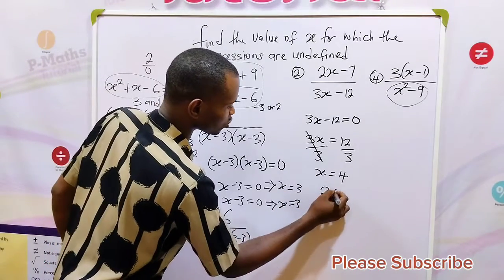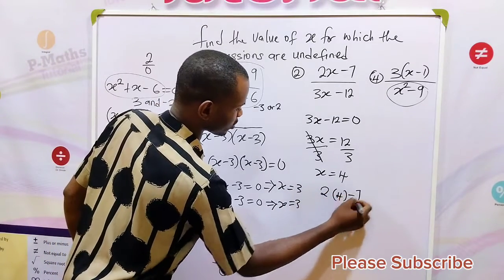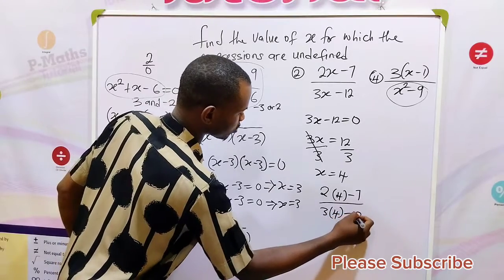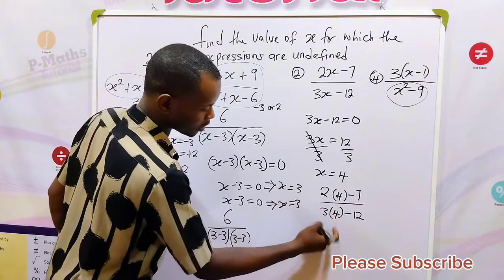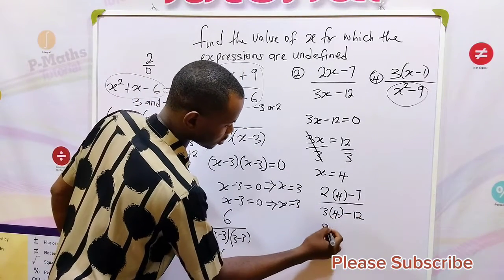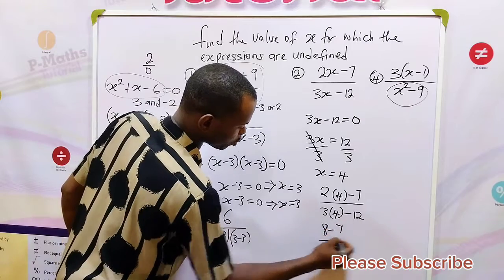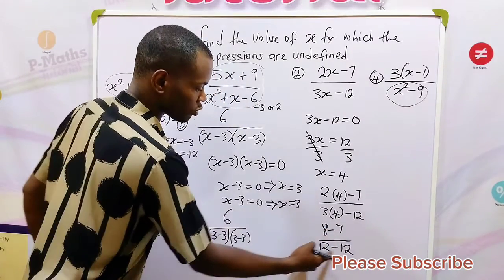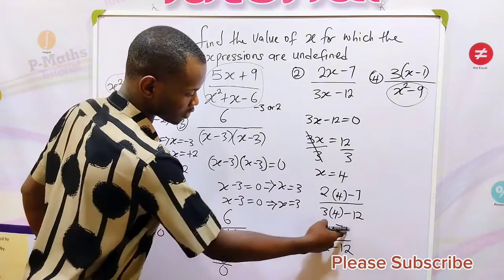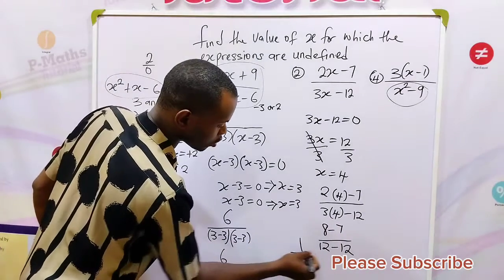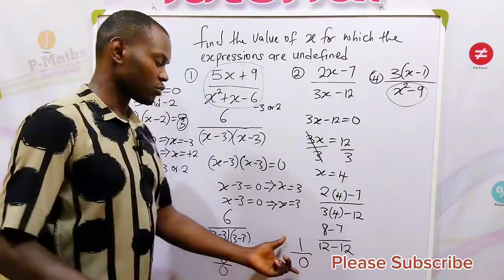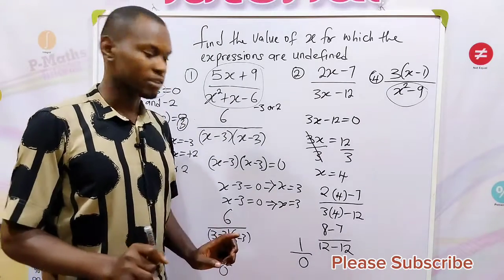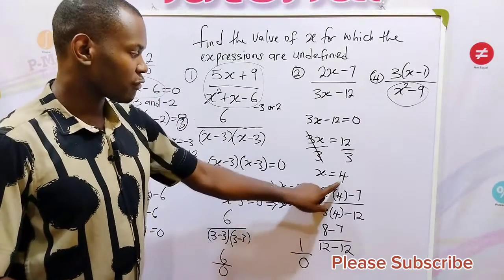That is 2 into 4 minus 7 over 3 into 4 minus 12. Multiply here. This gives us 8 minus 7 over 12 minus 12. And 12 minus 12 is 0. 8 minus 7 is 1. So we have 1 over 0. So whenever you have anything over 0, that expression is undefined. So the value is 4.